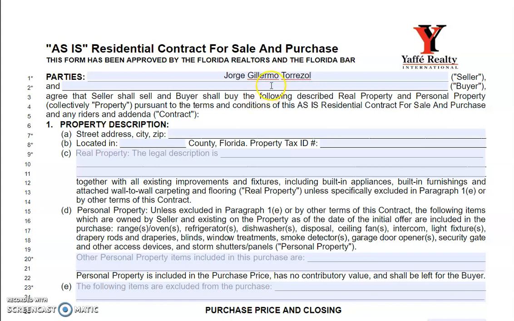Okay, now we're going to have the buyer. Normally, if we're preparing this contract, this is our customer. Okay, let's put that in. Now we go here to line 7 and the property description. We need to put the address of that property.